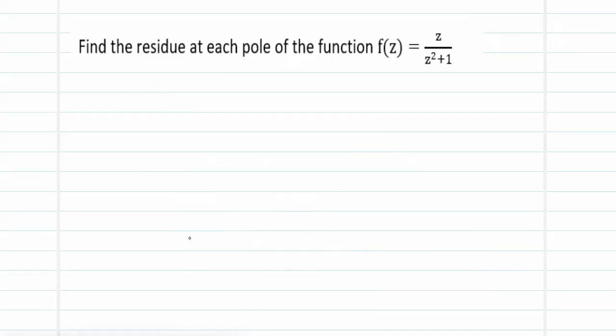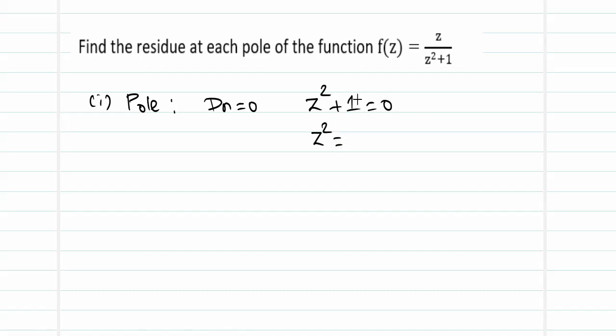We will try our hands on one more problem. The problem goes like, find the residue at each pole of the function f of z given by 1 by (z square plus 1). The first point in any of the case is going to be estimation of the pole, which is given by denominator equated to 0. So I have z square plus 1 to be equated to 0, which gives me the pole. This is going to give me z square to be equal to, take this 1 to the opposite side, so it is going to be minus 1.